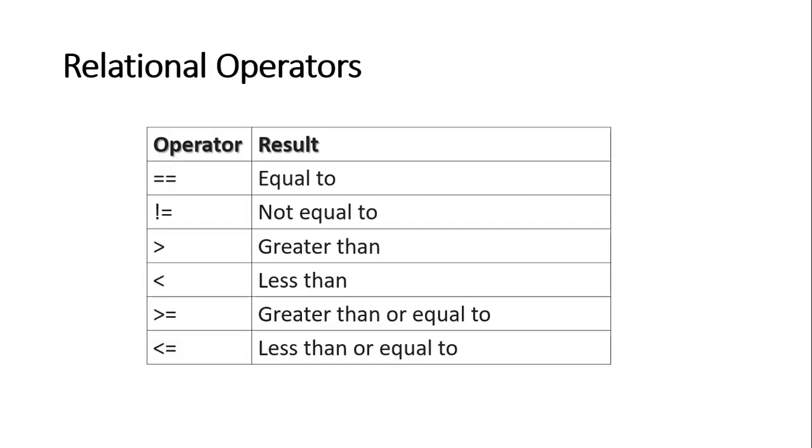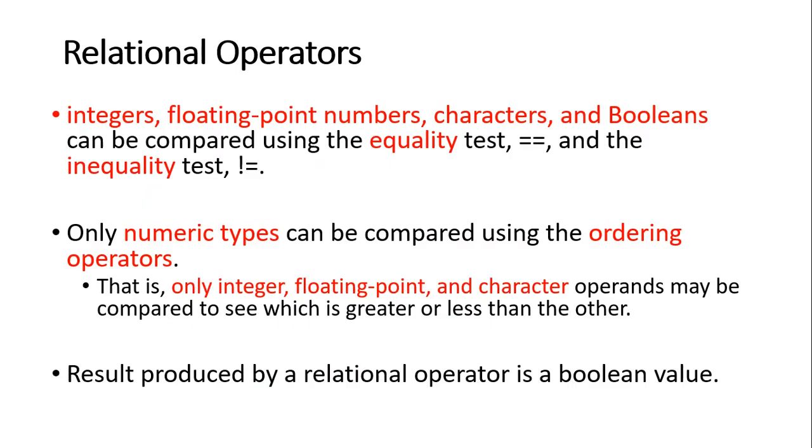What are the relational operators that we have? The first one I have already told you. It tries to find the equality between two items, like whether one operand is the same as the other, that is equal to. Then we have not equal to, which checks whether the items are different. Then we have the others: greater than, less than, greater than or equal to, or less than or equal to.